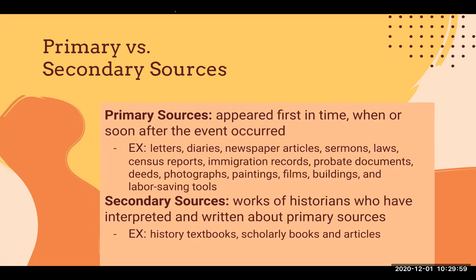On the other hand, secondary sources are works of historians who have interpreted and written about primary sources. So examples of these would be history textbooks, scholarly books, and articles.